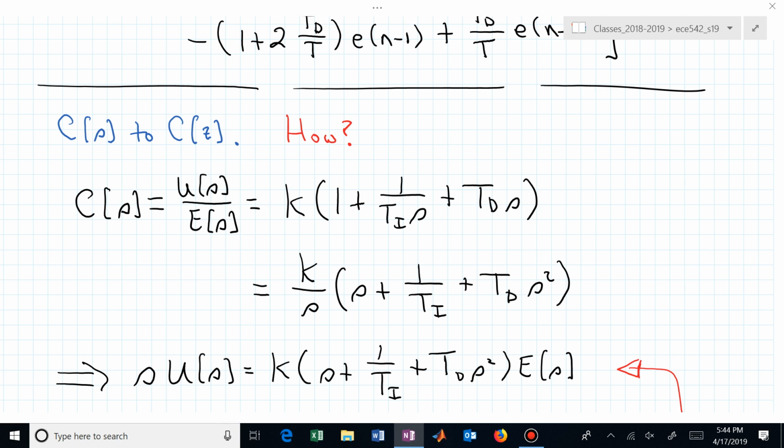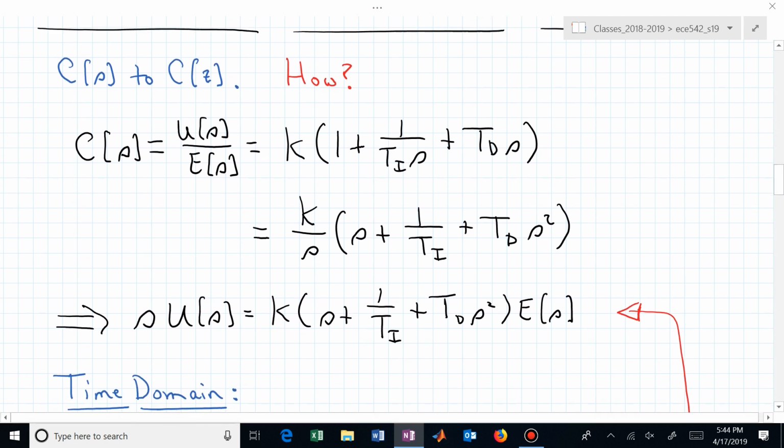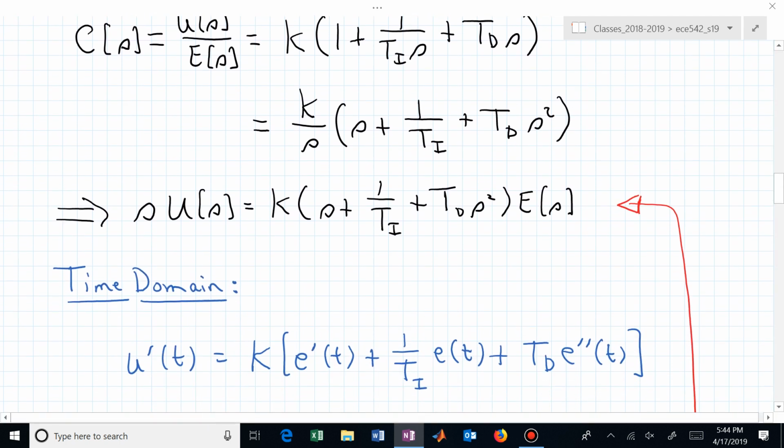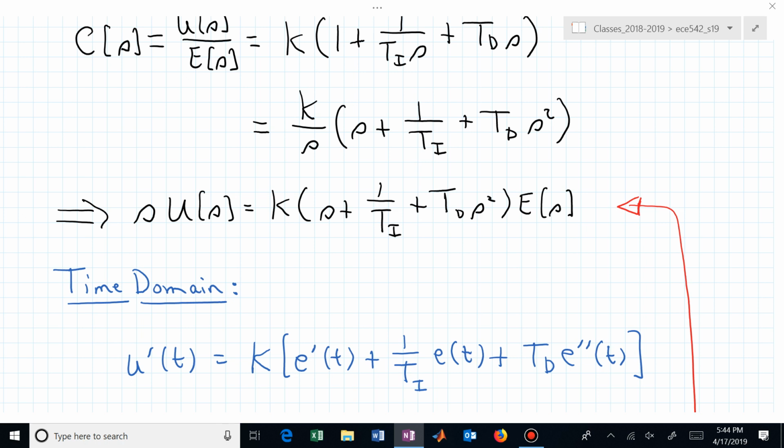Meaning this expression now in this form is just dying to be taken into the time domain. We have the derivative of our input to the plant equaling a weighted collection of errors and their derivative and second derivative. And you'll see that you have in this expression the integral time, the derivative time, and the overall gain K of your controller.